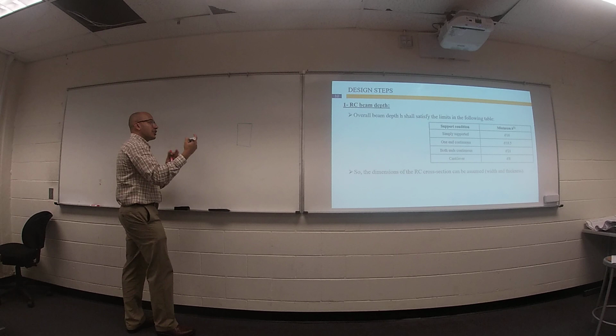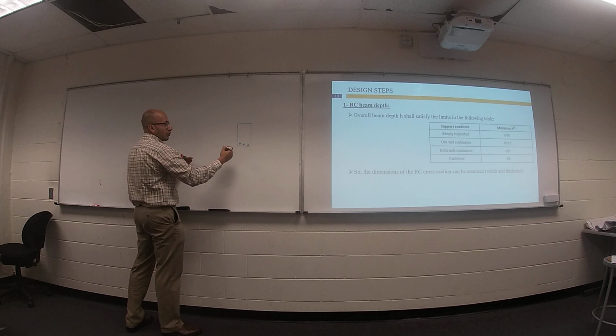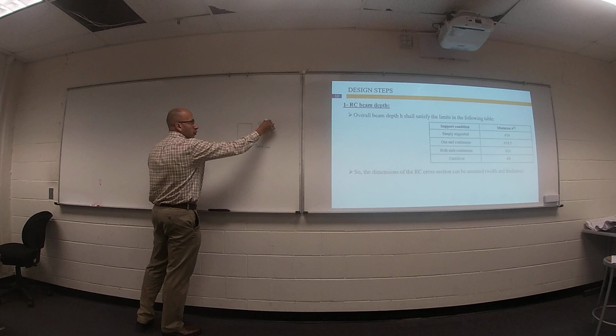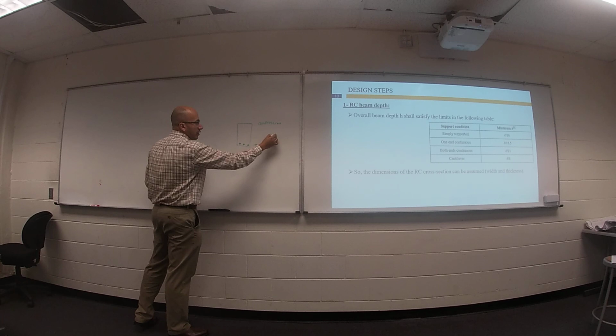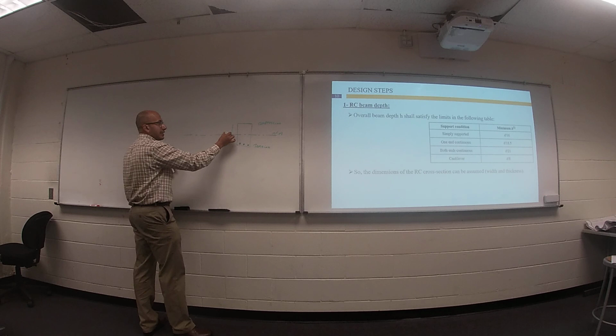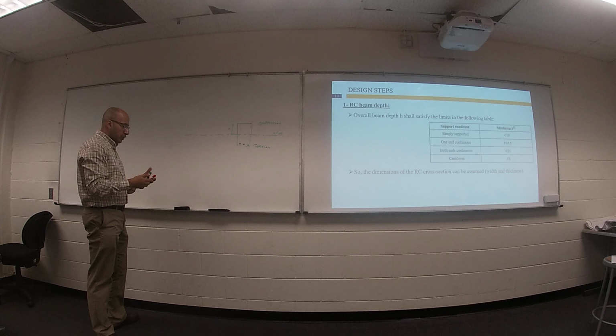Hey, we have steel reinforcement in this cross section, so we have tension, we have compression. Which one will be tension as a steel reinforcement? In between, we have something called the neutral axis. This distance of your neutral axis from the top fiber equals small c.